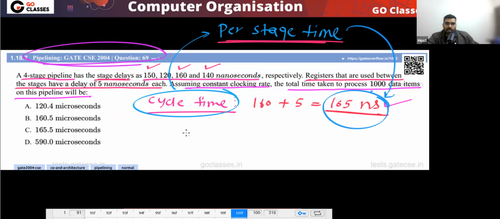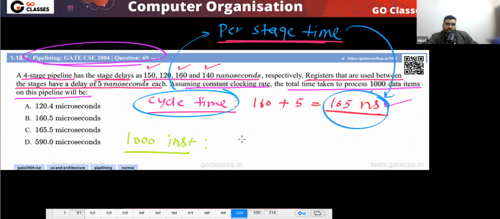You can very easily see. Now you tell me, for the 1000 instructions, how much time you will need? This is a pipeline, and no other information is given in this question, so you can consider this as an ideal pipeline. So for 1000 instructions, how much time you will need?